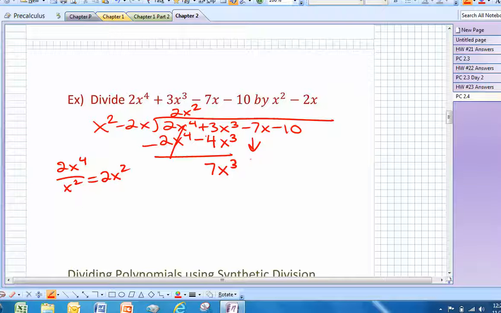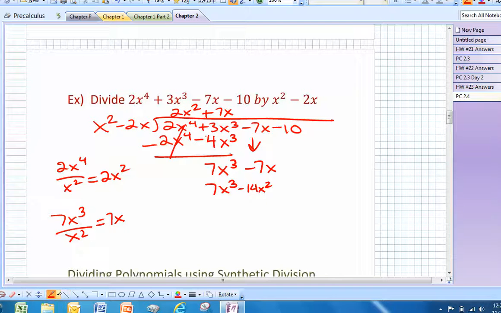Now, here's the thing. If you notice, when I divide, I get 7x to the third over x squared gives me 7x. So when I multiply, I get 7x to the third, but then here I get negative 14x squared. So that tells me, and notice I have an x there. So notice right here, it went from just being x to the third to then x.